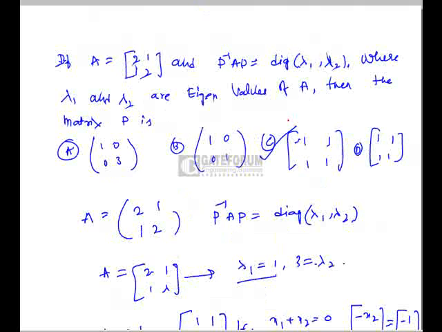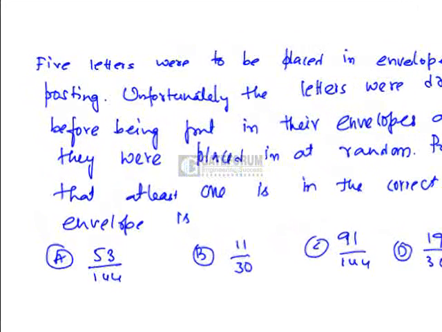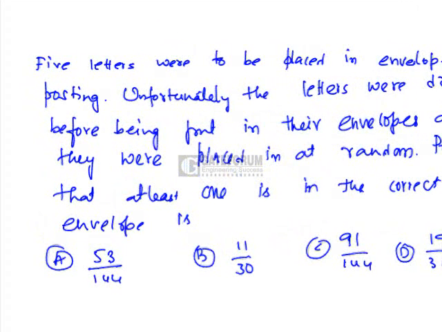In this problem, it is given that 5 letters were to be placed in envelopes for posting. Unfortunately, the letters were dropped down before they were put into envelopes, and we have to find the probability that at least one is in the correct envelope if we arrange them randomly.